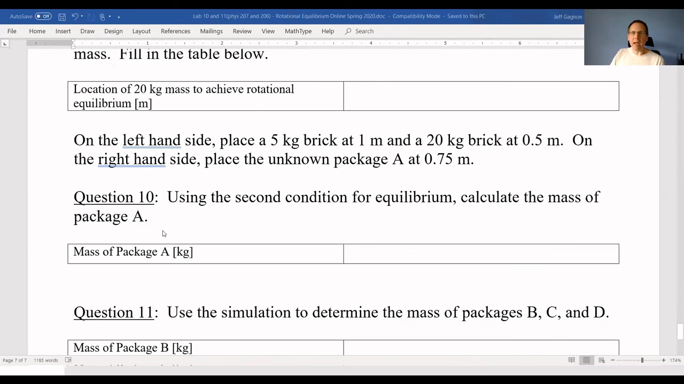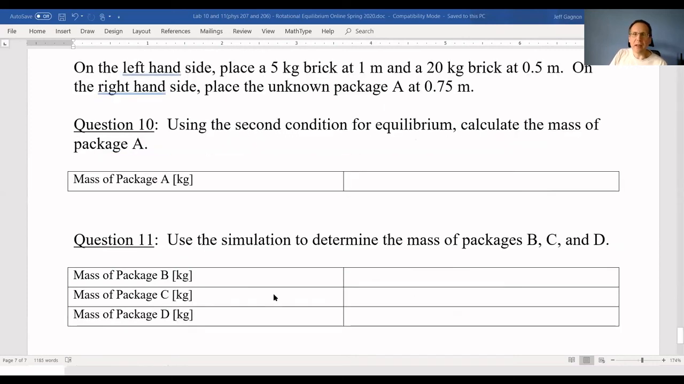Then for question 10, remember, this is where we put the unknown package A at 0.75, and we put some bricks on the other side at 2 locations: 5 kilograms at 1 meter and 20 kilograms at 0.5 meters. Again, using the sum of the torques equals 0, the second condition for equilibrium, you're going to figure out what the mass of A is. Show me that calculation as well.